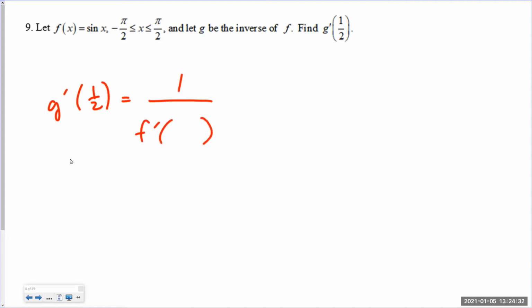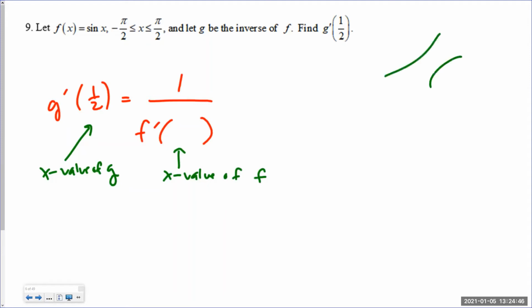All right, so this 1/2 is the x value of your G. And so inside this parentheses is the x value of my what? F, okay. Draw a little micrograph over here, guys. F and G. What I know is the x value of my G. So do a little point, and that's going to be 1/2 comma something. Well, if this is 1/2 comma something, then this is something comma 1/2. Okay, those are called corresponding points. They always have them on inverse functions.